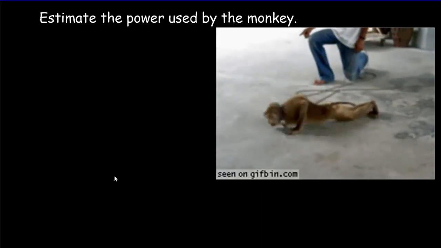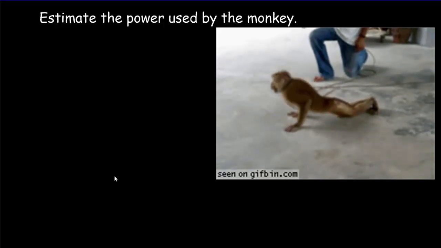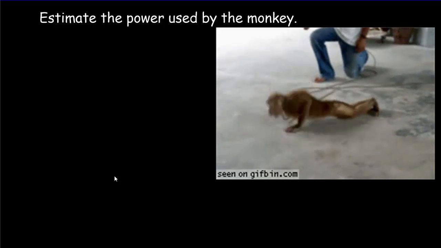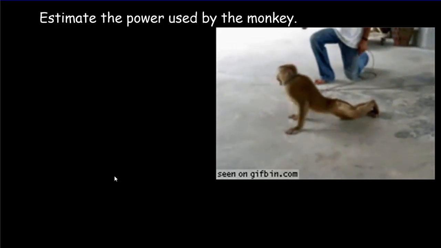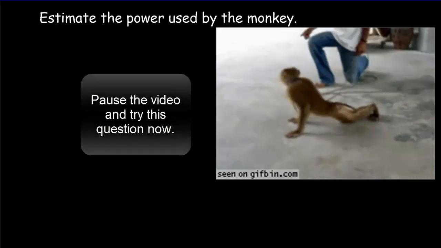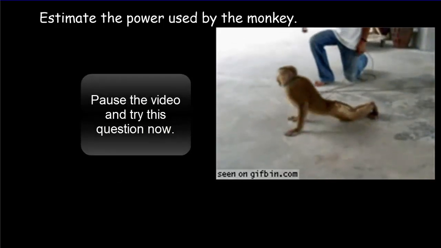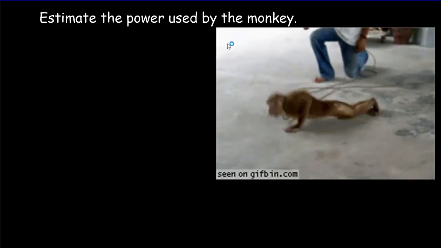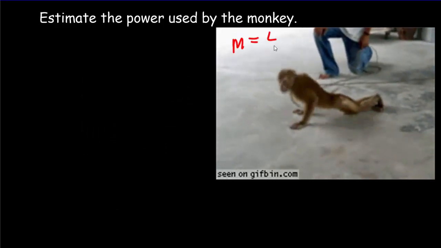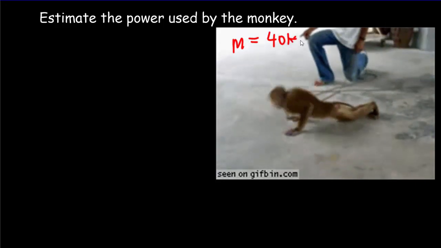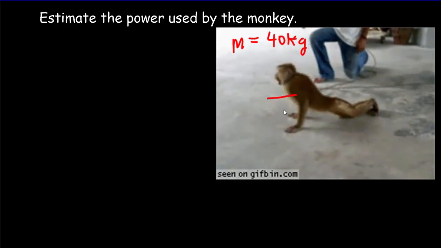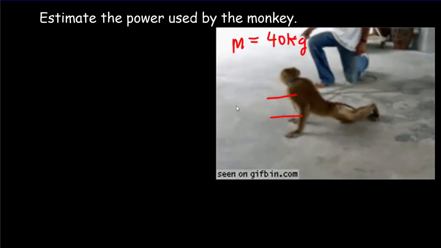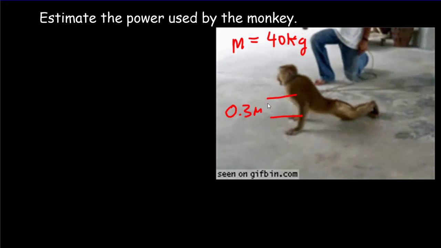So here we have a monkey doing push-ups. What I'd like you to do is to estimate how much power that monkey is using. So you're going to have to make some estimates as to what's the mass of the monkey and how high is he lifting his center of mass. So see if you can work out the power and then come back and see if your answer agrees with mine. So I estimated that the mass of the monkey was about 40 kilograms. And I think he's lifting up his center of mass there by maybe 30 centimeters or 0.3 meters.